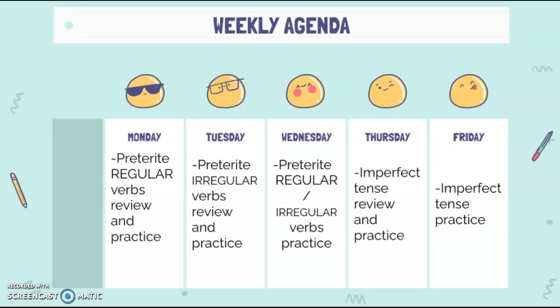On Thursday we are going to go over the imperfect tense. And then on Friday, we are going to continue practicing with the imperfect tense and their conjugations. The imperfect tense is a lot easier than the preterite because there are only 3 irregular verbs.